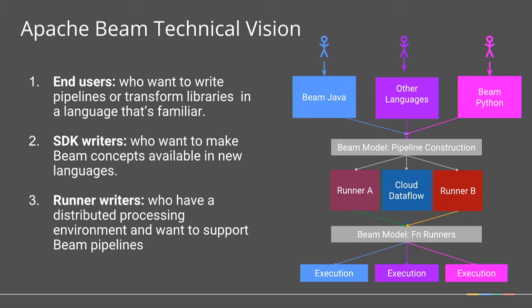And finally, we want to encourage and empower runner writers to get a new set of applications running on top of them. And those examples right now are Apache Spark, Flink, and Cloud Dataflow. We already have different runners that work under this stack, and a local test runner.